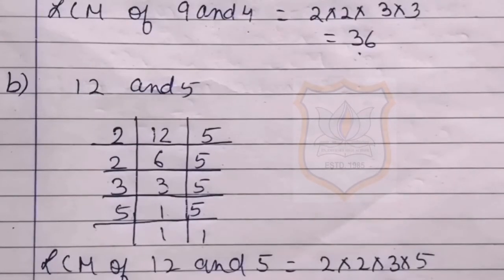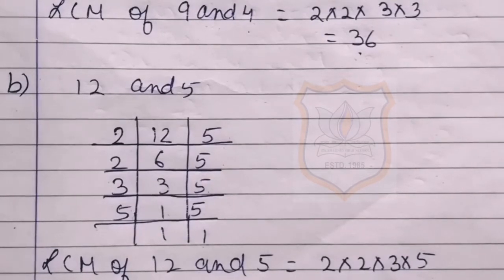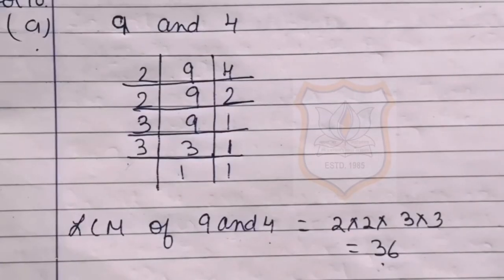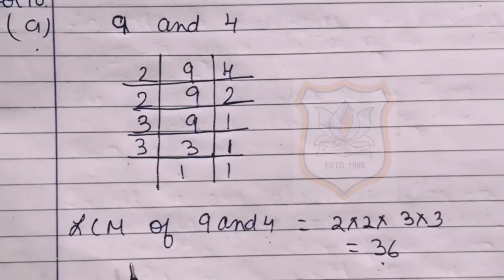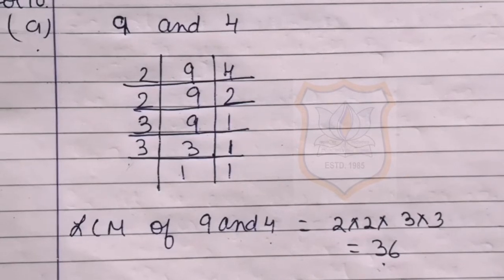So students, it was asked in the question whether the LCM is the product of the two numbers in each case. Here, in A part of sum number 10, you can see that if we multiply 9 by 4 we get 36, and the LCM of 9 and 4 is also 36. So we can say yes, the LCM is the product of the two numbers in this case.